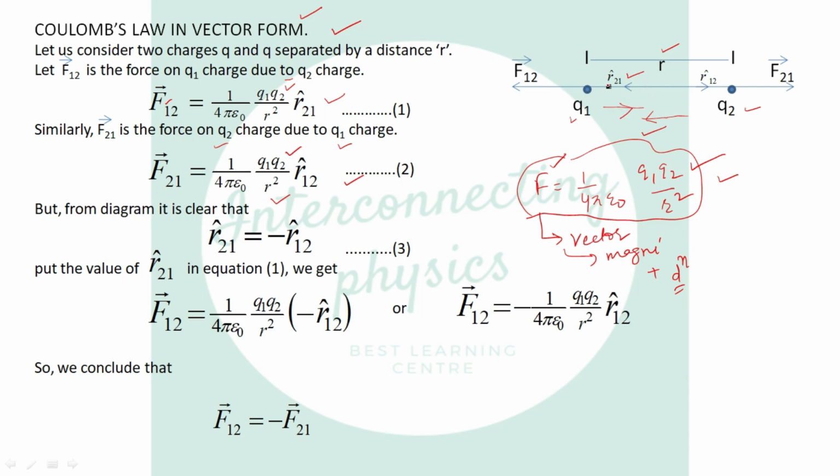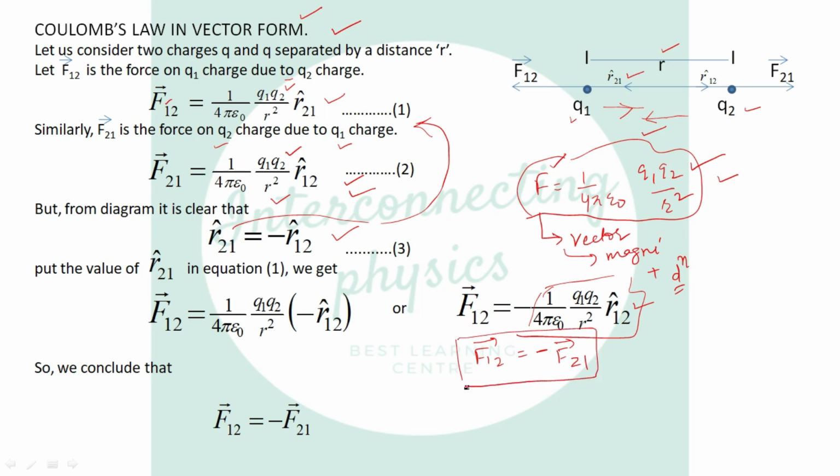Now we see from the diagram the direction of R21 unit vector and R12 unit vector is opposite. So we can write R21 unit vector is equal to minus R12 unit vector. So substitute the value of R21 unit vector in equation number 1. We see 1 over 4 pi epsilon naught Q1 Q2 over R square, in brackets minus R12 unit vector. Now take the negative sign out from this expression. The expression 1 over 4 pi epsilon naught Q1 Q2 over R square R12 is the same as that of equation number 2. So we write here F12 equal to minus of F21. So this is Newton's third law.